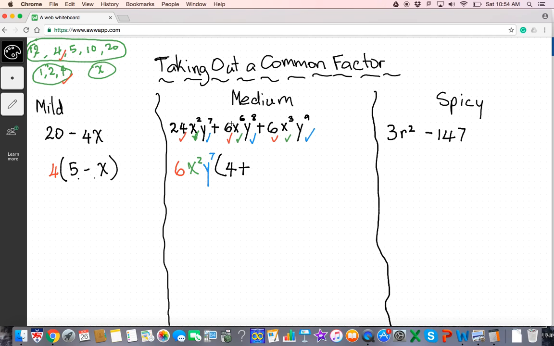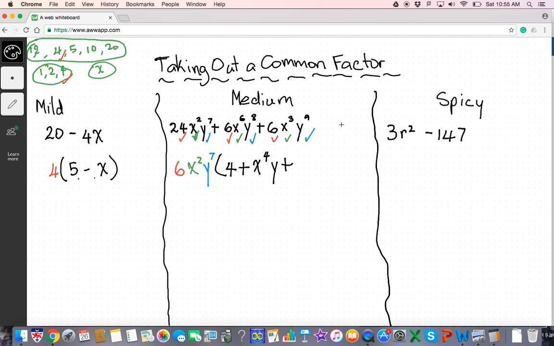6 divided by 6 gives you 1. They cancel out, so you don't have to write that. X to the 6 divided by x squared. So remember, when you divide things with exponents, you subtract the exponents. So x to the 6 divided by x squared gives you x to the 4th. Again, we subtracted the exponents. And similarly, when we have y to the 8th divided by y to the 7th, we get y to the 1. We don't have to write that exponent there. It's just y. Now we can move on to our third term.